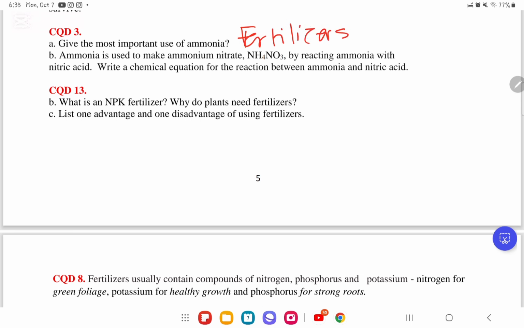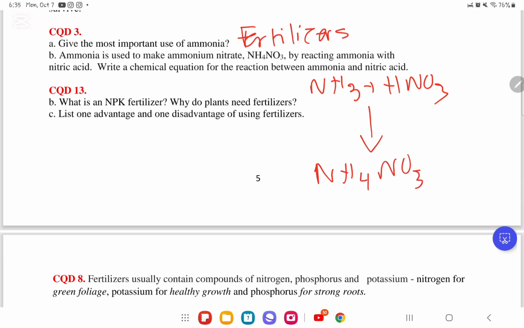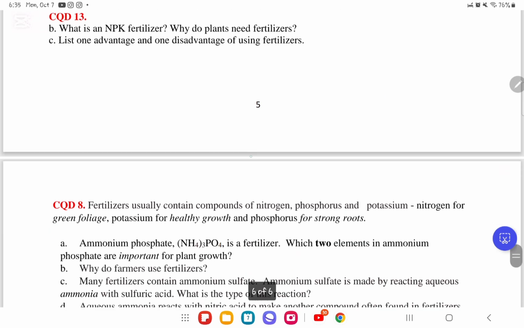Now, ammonia is used to make ammonium nitrate, NH4NO3, by reacting ammonia with nitric acid. Write a chemical equation. So ammonia, we know it is NH3. It will react with nitric acid, which is HNO3, and then it will produce NH4NO3, and this equation is already balanced. You can try it. It is already balanced. So that is for CQD number 3.